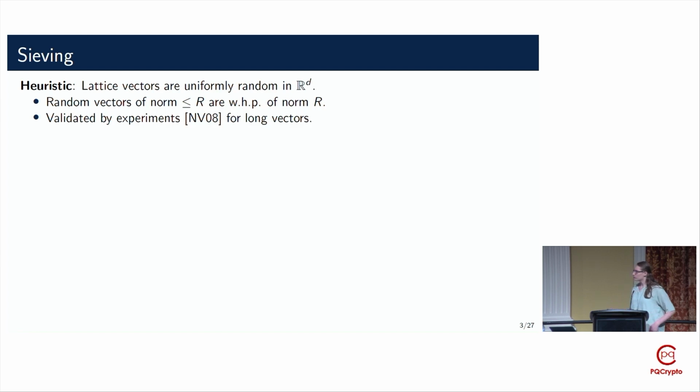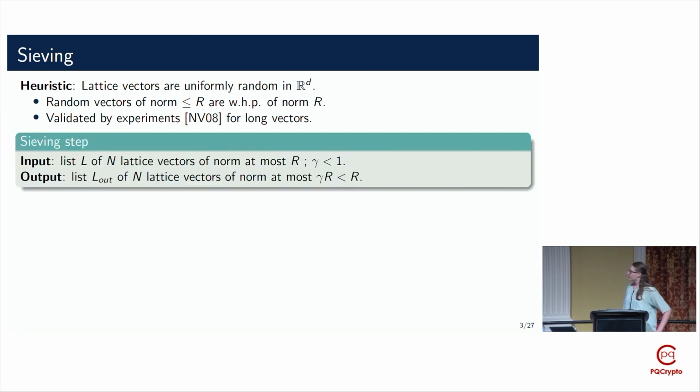So this is the behavior for uniformly random vectors. And in fact, it has been observed that lattice vectors have the same behavior when they are sufficiently long. So we can also consider that lattice vectors of norm at most R are in fact of norm R or almost. So this is the algorithm, the sieving step.